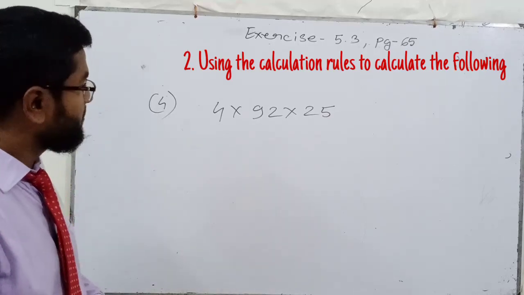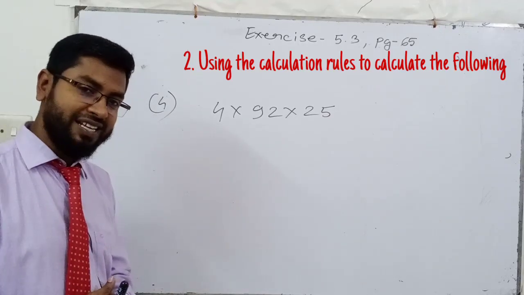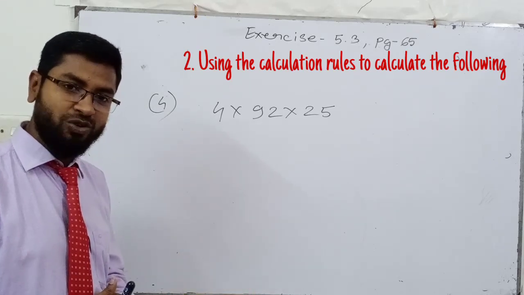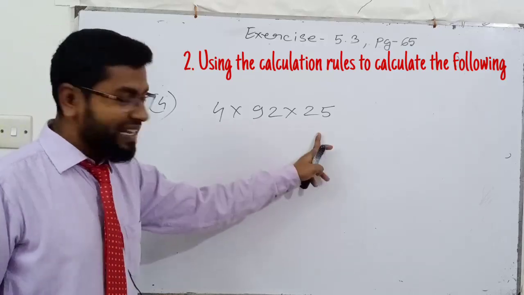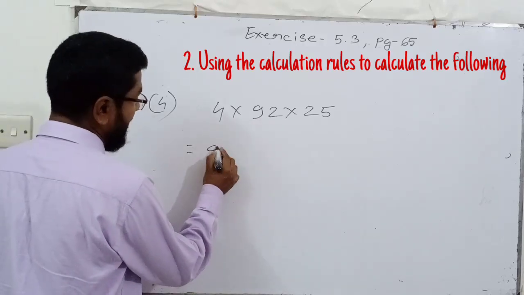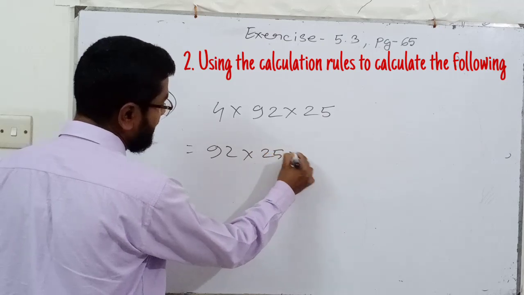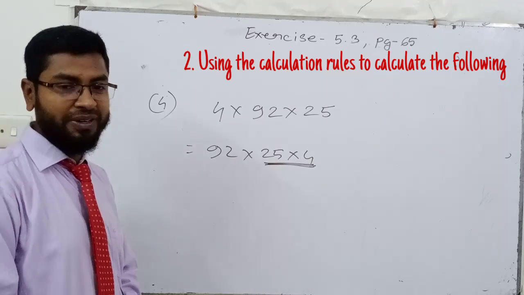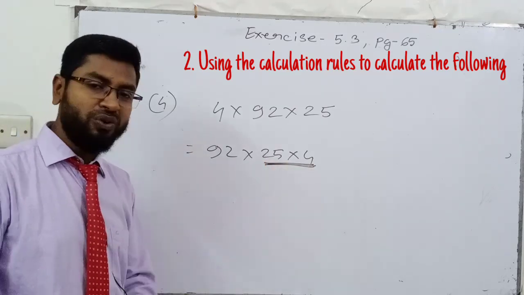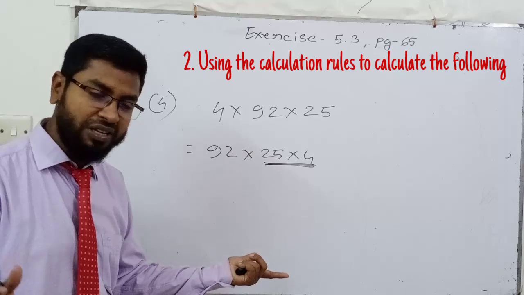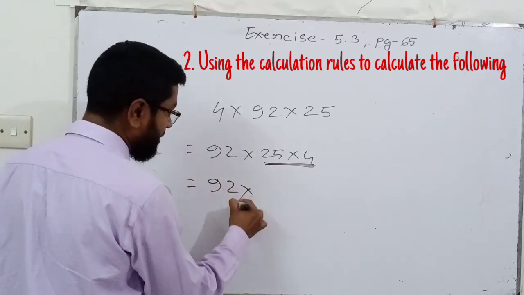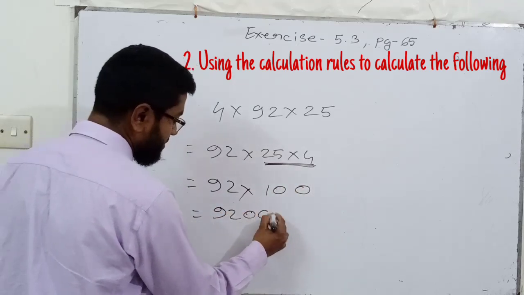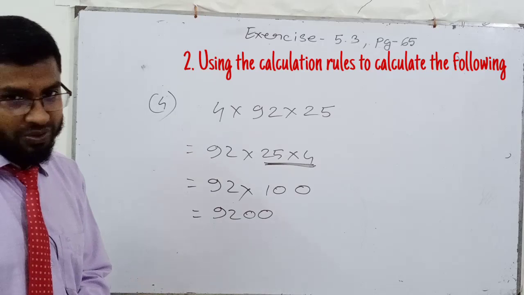See this math. I know you already understand where the mixture to make it 100 will be. There is 4, there is 25. I will separate it as 92 multiply 25 multiply 4. Why can I separate it? I know 25 multiply 4 is 100. This is the memorizing one. So 92 multiply 100 is easy: 9200. Like this way it is possible to solve it.